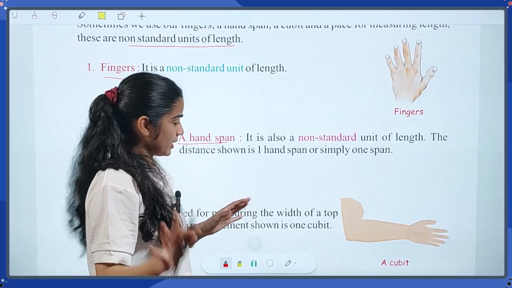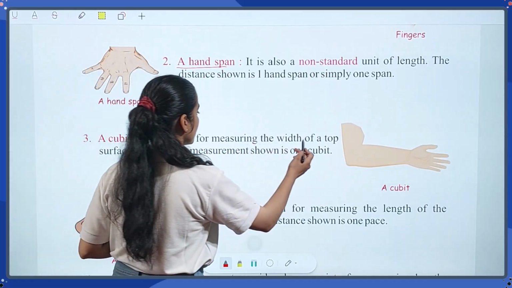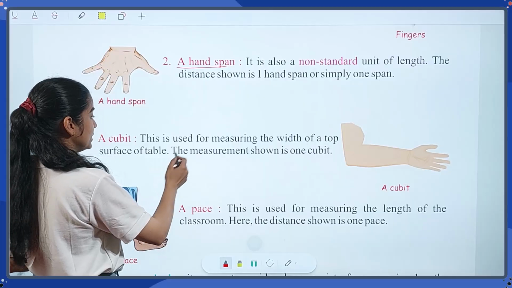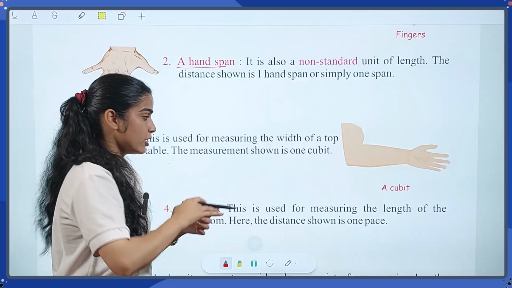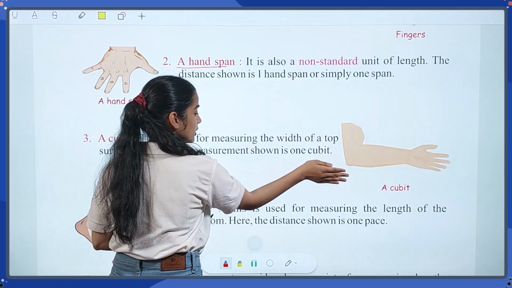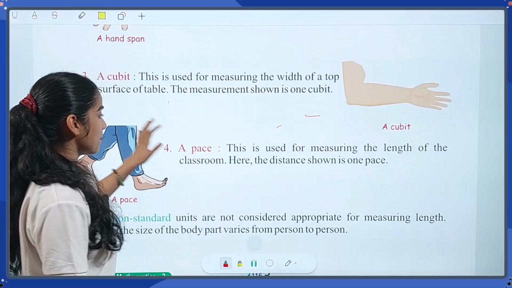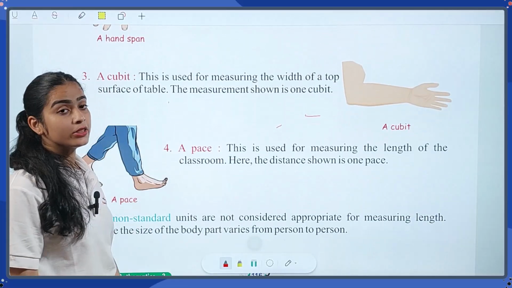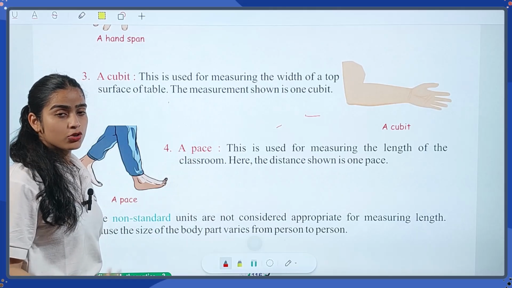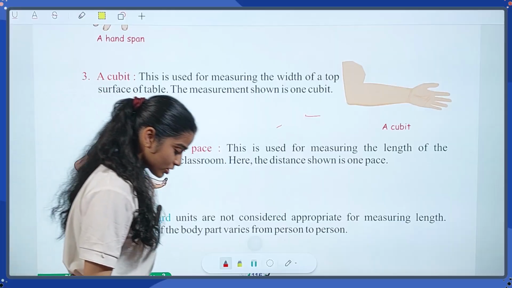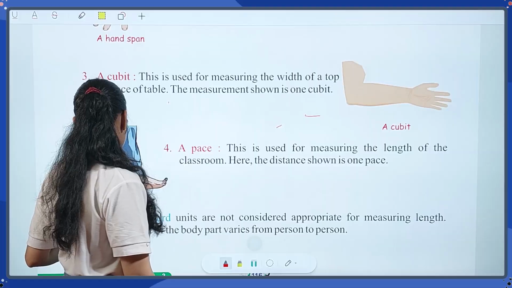Okay, fine. Handspan. Now a cubit. This is used for measuring the width of the top surface of a table. The measurement shown is 1 cubit. So this is your 1 cubit. You can easily measure the length of a table like this with 1 cubit. After this, a pace. This is used for measuring the length of the classroom. Here the distance shown is 1 pace. You just have to count how many paces you take. You all do this in your classroom as well as when you play.